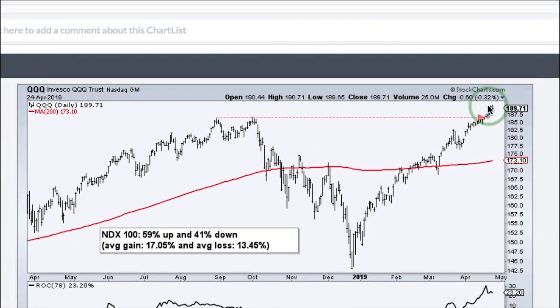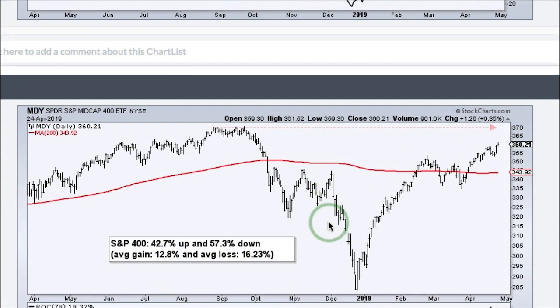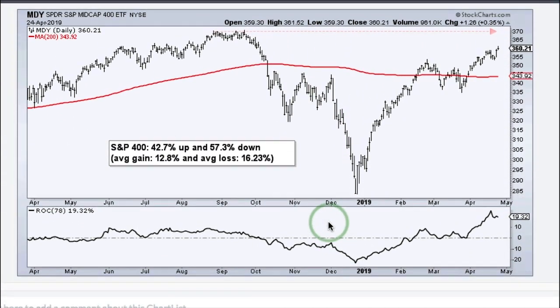Now, when we go down and we look at the NASDAQ 100 or QQQ, we can see performance improves. So 59% of stocks in the NASDAQ 100 are up since this September high here. And the NASDAQ 100 QQQ is up. And only 41% are down. So it's performing much better than the S&P 500. The components are. You can see the average gain is 17%. Average loss is 13.5%. So this is where the strength has been in the NASDAQ 100. No big surprise there.